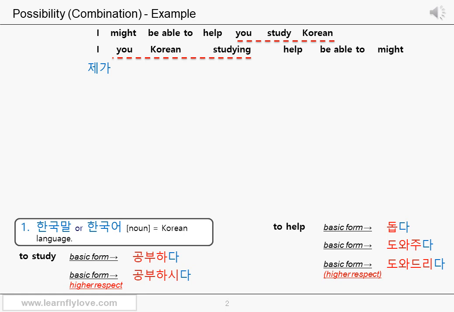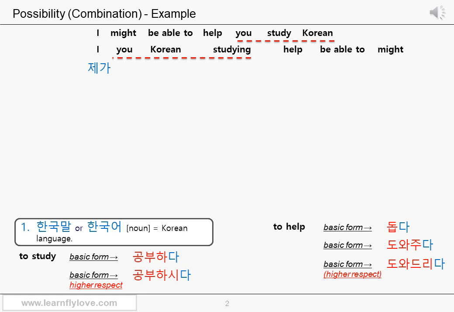If you use the auxiliary particle 는, 저는, it will have the nuance of comparing or contrasting. For example, it can have the nuance that others might be able to help you study Spanish or English, but I might be able to help you study Korean. Or others might be able to help you study science or mathematics, but I might be able to help you study Korean. Do you understand the nuance? You don't want to include those kinds of nuance in this sentence. Just want to say, I might be able to help you. Therefore, let's use the subject particle 가, 제가.